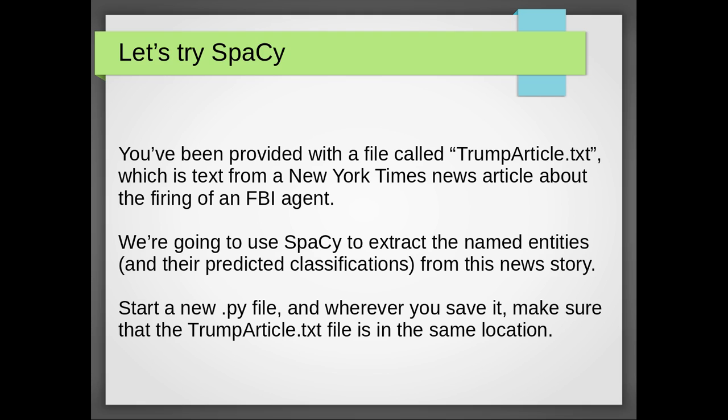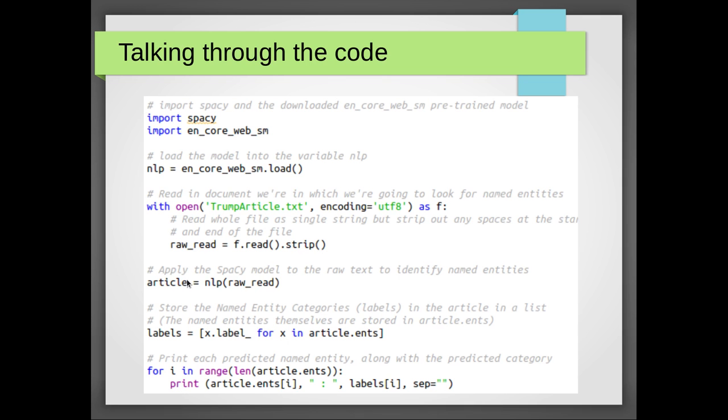What we're going to do is use SpaCy to extract the named entities and their predicted classification. So not just that this is a named entity, but what type it is. Trump is a name, for example, from this news story in this file. So what I want you to do is start a new .py file, and wherever you save it, make sure that the trumparticle.txt file is in the same location. Once you've done that, I'm now going to show you the code.